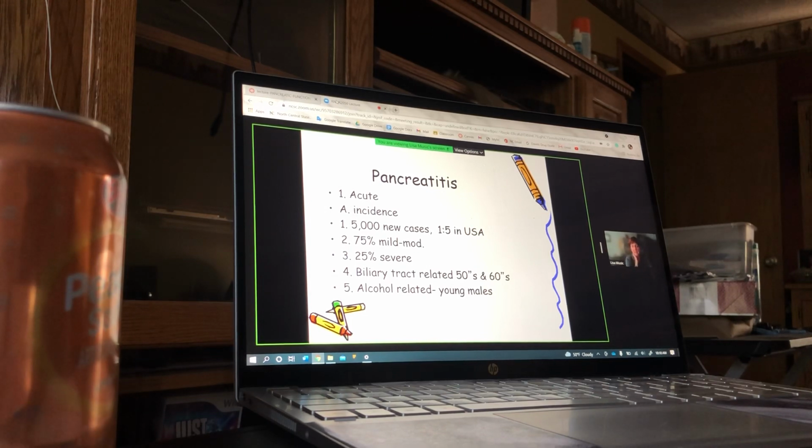They tend to be biliary tract related, so oftentimes moms can have gallstone issues when they're pregnant. People in their 50s and 60s can have issues. And then we're probably more familiar at times when it is alcohol related, and that tends to be more in our young males. So biliary usually for our little older folks, and then oftentimes alcohol related for our younger males that come into the hospital.